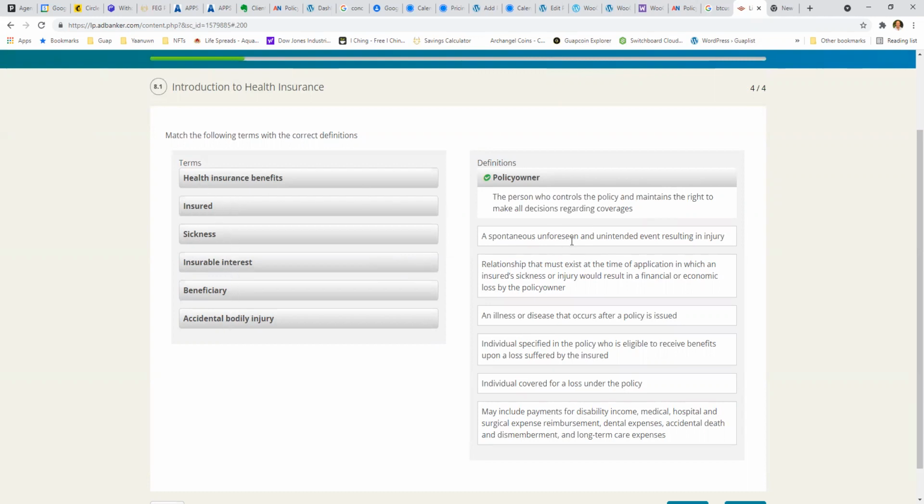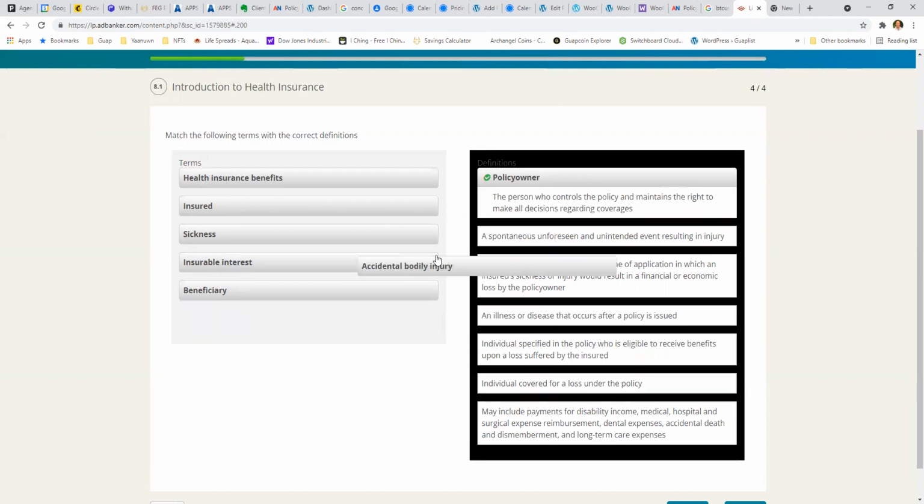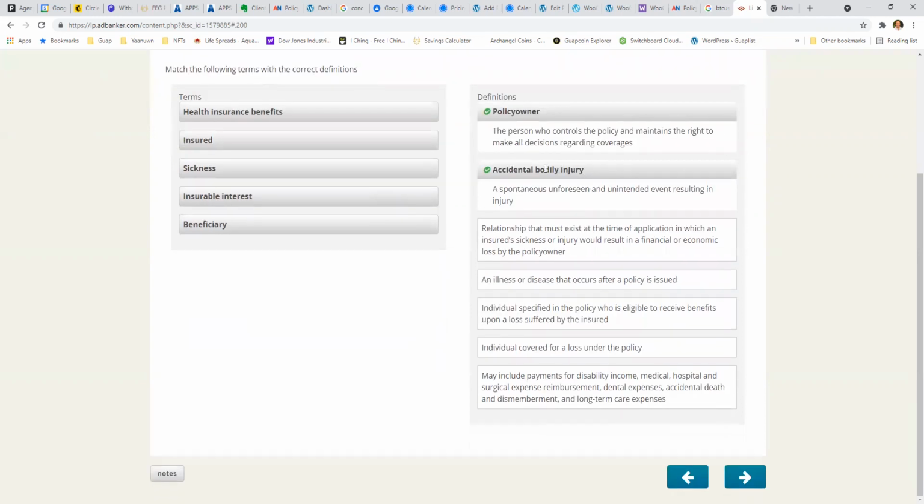An spontaneous, unforeseen, and unintended event resulting in injury. Accidental bodily injury. And all of the words are in the definition, so that was pretty clear. A relationship that must exist at the time of an application in which an insured's sickness or injury would result in a financial or economic loss by the policy owner. It's the same as in life insurance. The options are health insurance benefits, insured, sickness, insurable interest, and beneficiary.